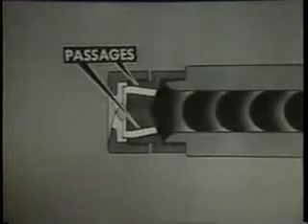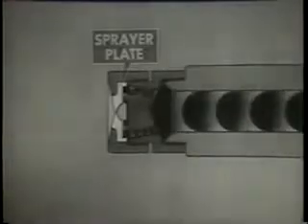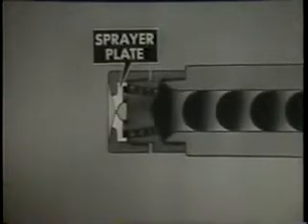This simplified cutaway of the burner shows how the fuel oil is forced through the burner barrel to the atomizer nozzle, where a series of passages guide the oil to the sprayer plate. The sprayer plate makes the oil rotate at high speed, breaking up the oil into particles. The oil leaves the atomizer as a hollow, mist-like cone or spray.